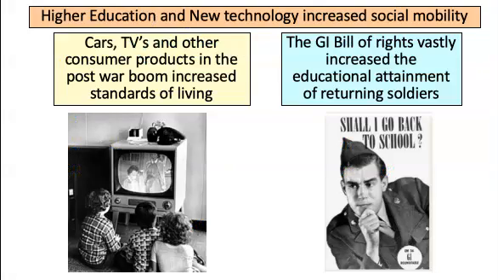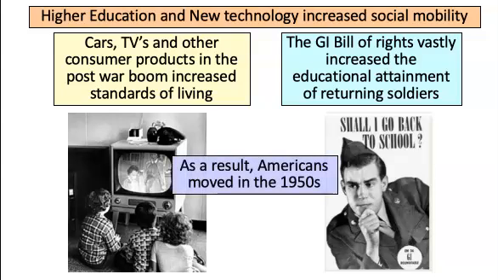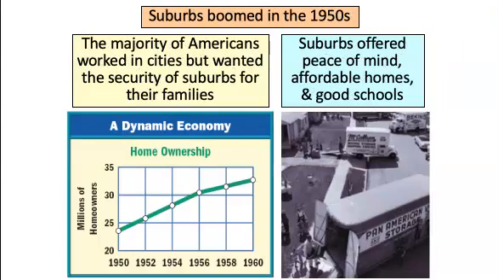So higher education and new technology increased social mobility. Some of those new technologies included cars and TVs and other consumer products in the post-war world, and this increased the standard of living and made people feel like they were in a higher class than what they had been in before. In addition to this, higher education is also going to help out. The GI Bill of Rights is going to vastly increase the educational attainment of returning soldiers. As a result of this, many Americans moved during the 1950s.